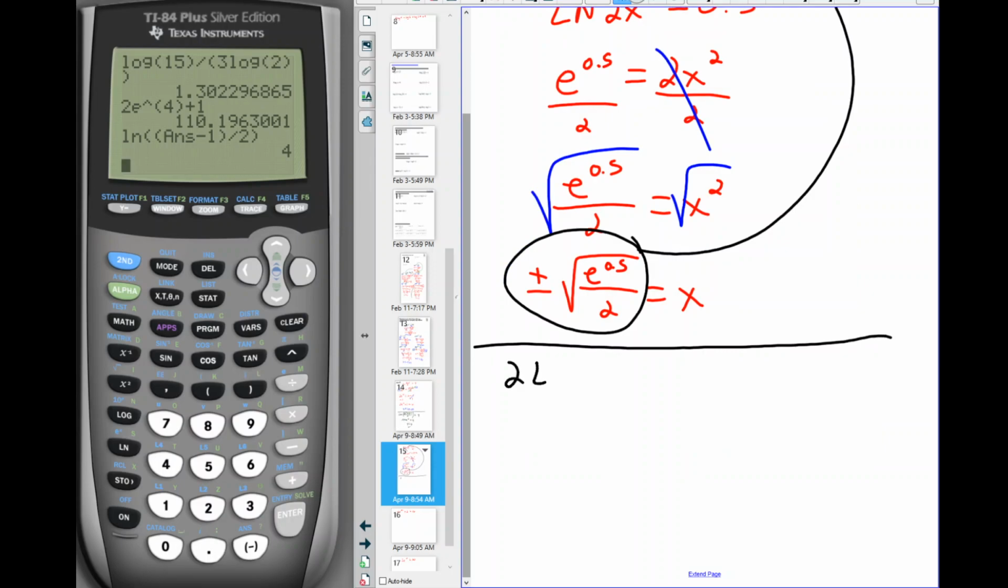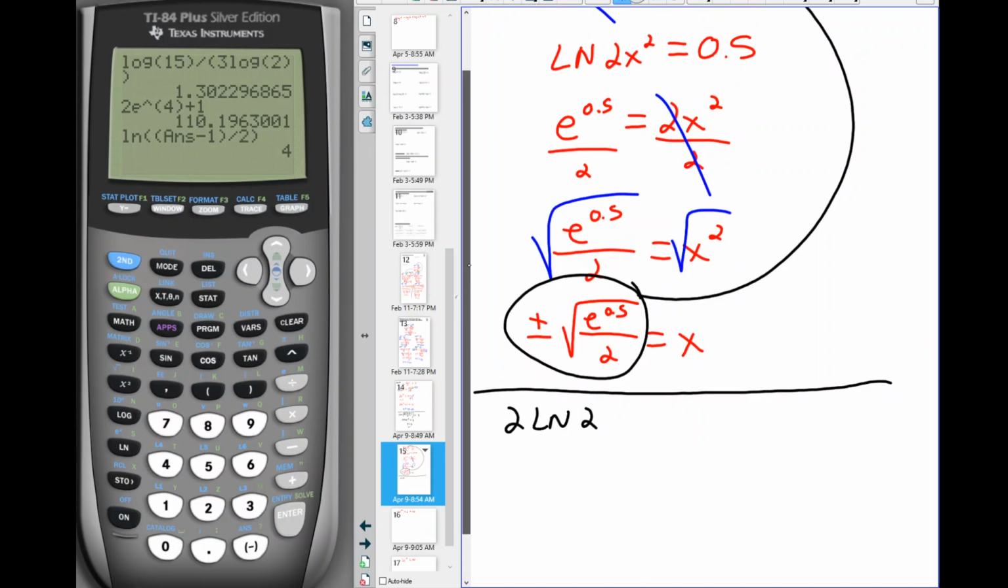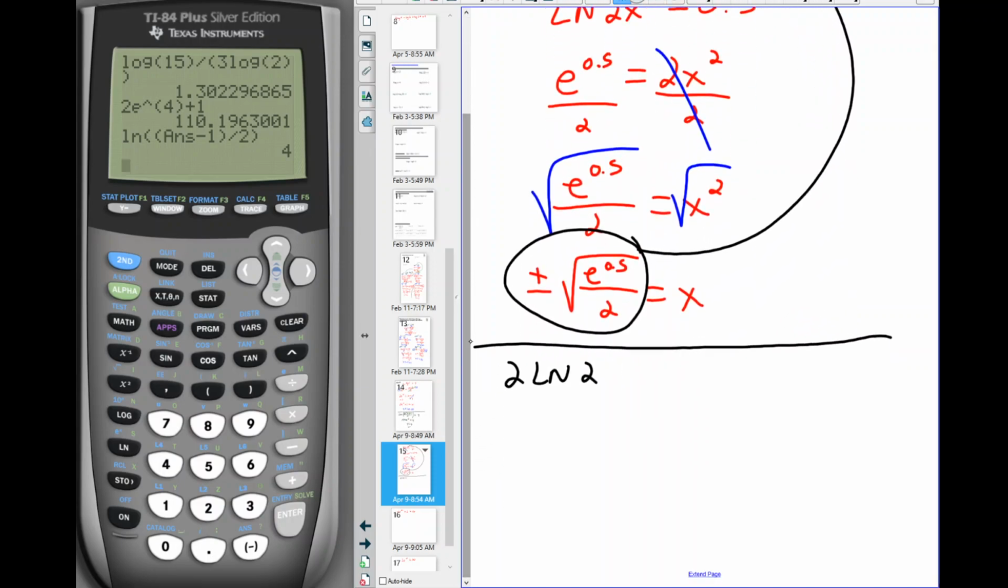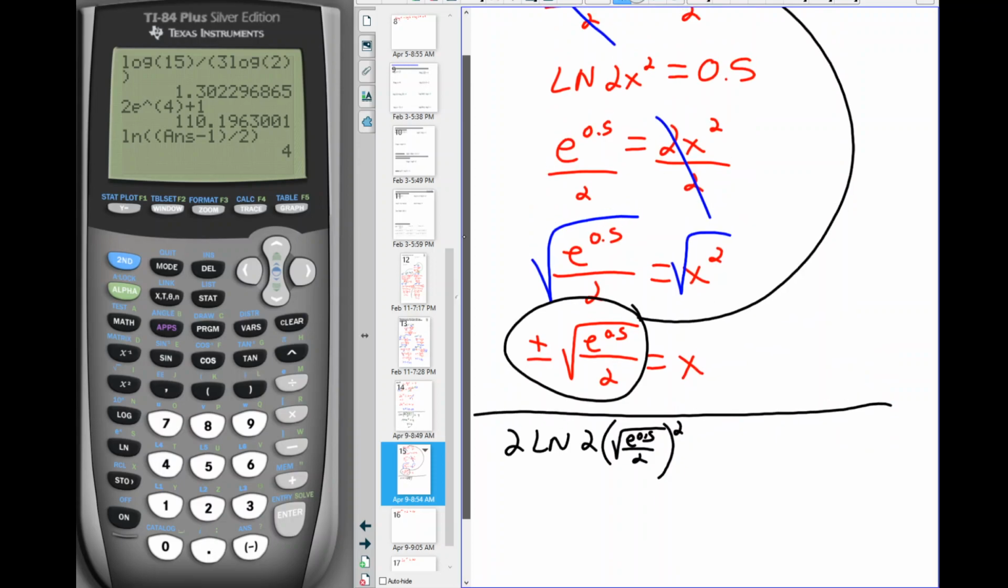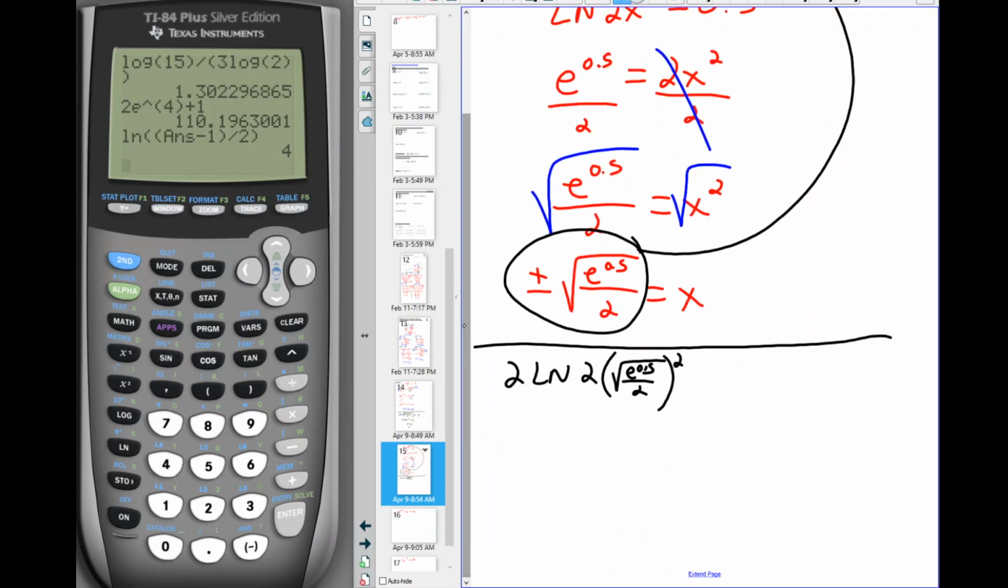So 2 ln of 2, and then this whole square root of e to the 0.5 over 2, squared. That's where I forgot last period. I forgot to put the square when I put it in the calculator. Should give you 1.